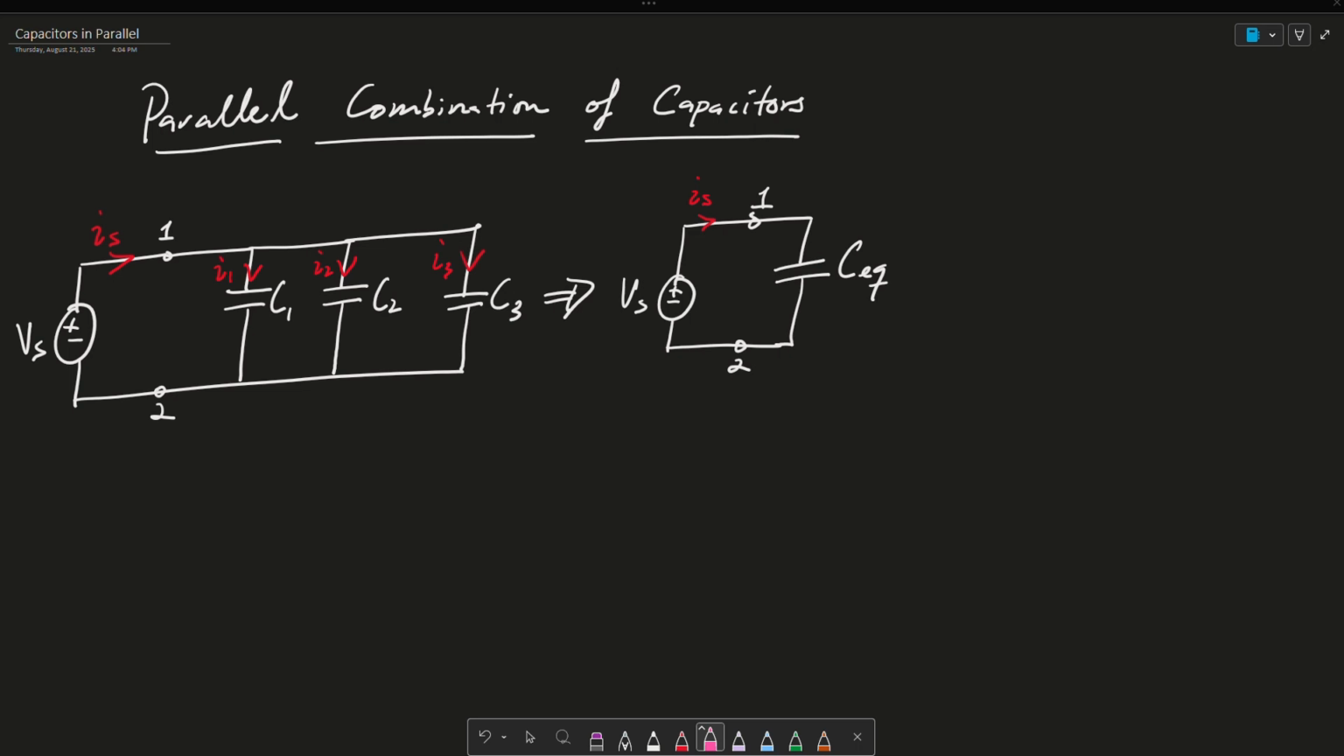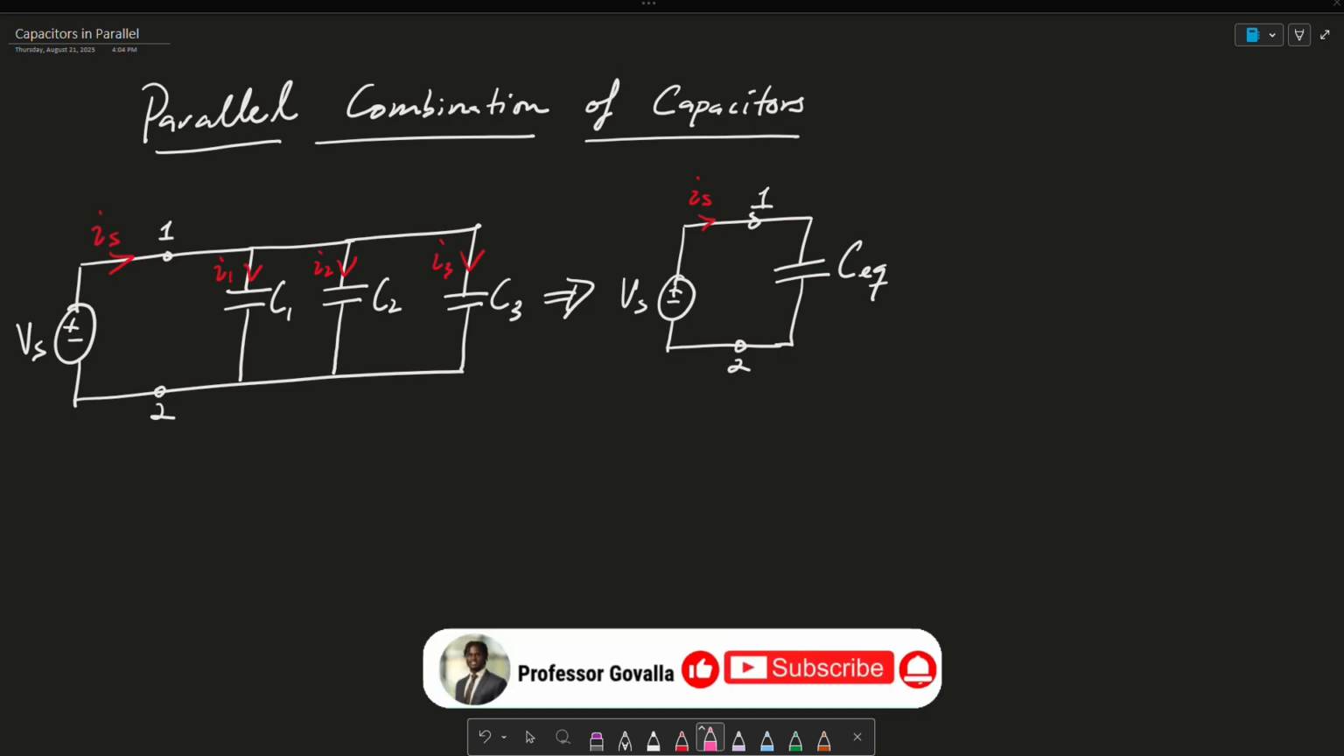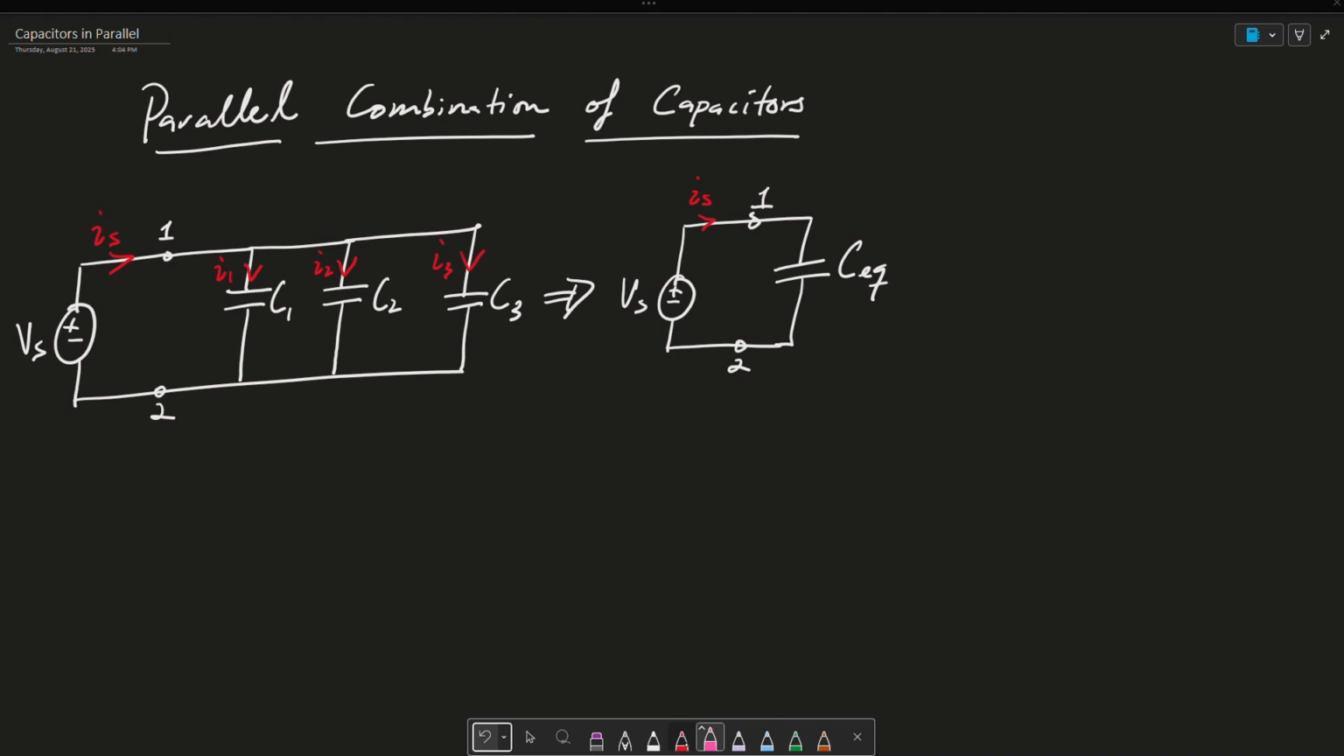My name is Professor Govalla, and today I'm going to be talking to you about the parallel combination of capacitors. Essentially the goal is to talk about a case where we're given capacitors in parallel like this, and we want to combine them into an equivalent circuit as shown here to the right.